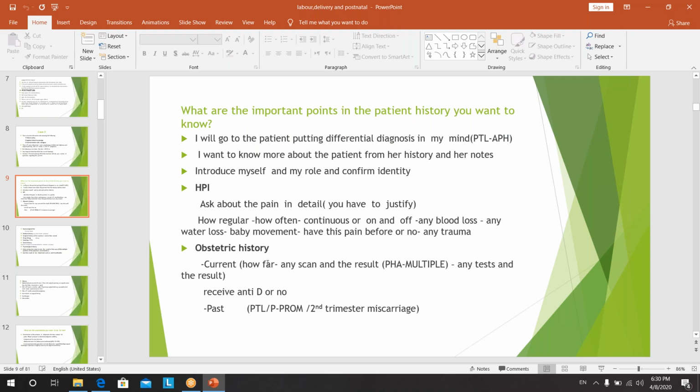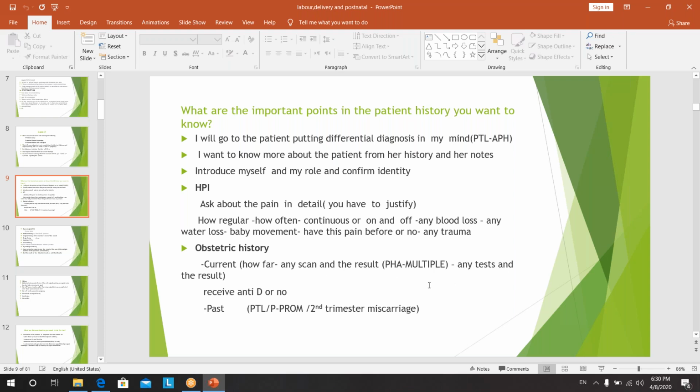Regarding the obstetric history of this patient, I will ask about her current and her past pregnancy. For her current pregnancy, I will ask how far along she is, how many weeks, to confirm, and about the result of any scan. Did any doctor tell her about any concern on the scan, like if she has a twin pregnancy or polyhydramnios? This may be a risk factor or predisposing factor to preterm labor.